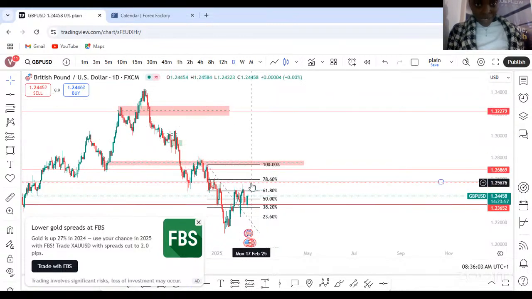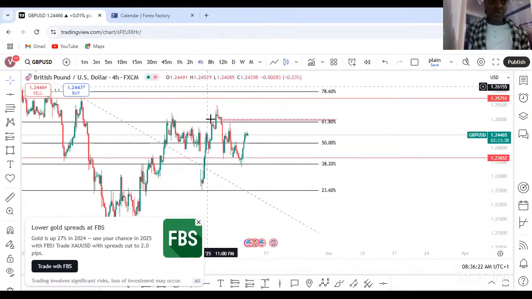And when I see price taking out this high at 1.25751, and I see some retracement, I will be taking the buys to this level. But for today, what are my expectations for today?